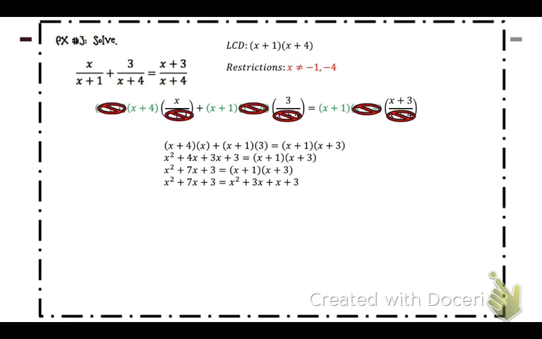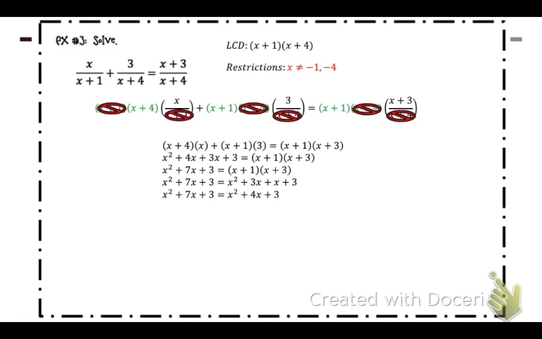You can do it by distribution, you can do it by using the box, but you can't just multiply the first and the last terms. You guys should know that by now, but you can't do that. Okay, so then that's x squared plus 4x plus 3.